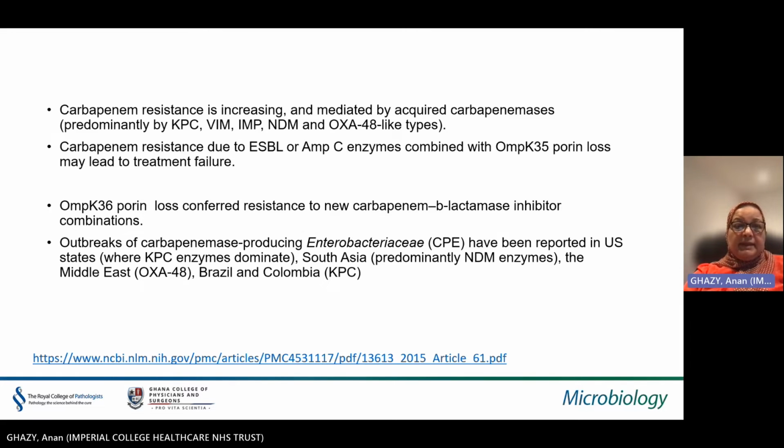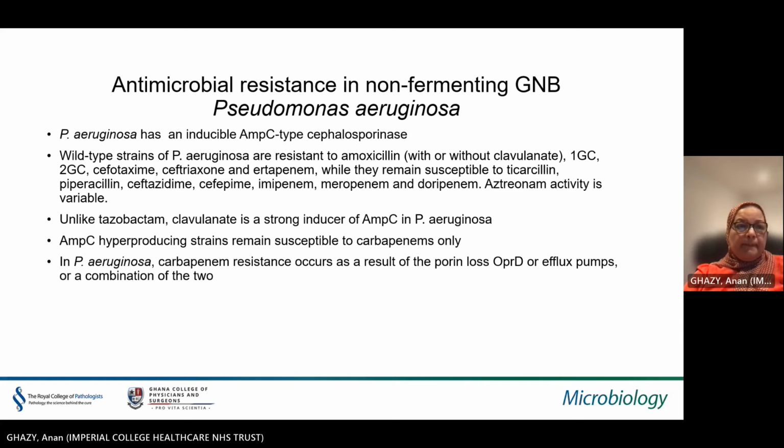So carbapenem resistance is increasing and mediated by acquired carbapenemases, predominantly by KPC, VIM, IMP, NDM, and OXA-48-like types. Carbapenem resistance due to ESBL or AmpC is usually combined with porin loss. Porin loss conferred resistance to the new carbapenem beta-lactamase inhibitor. Outbreaks of carbapenemase-producing Enterobacteriaceae have been reported in the United States, which is mainly KPC, Southeast Asia, which is mainly NDM, and in the Middle East, mainly OXA-48. Brazil and Colombia is KPC.